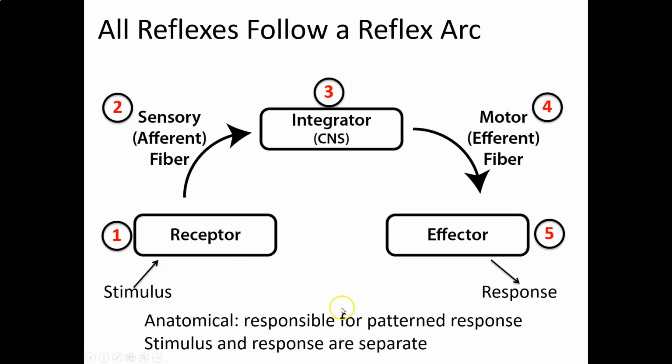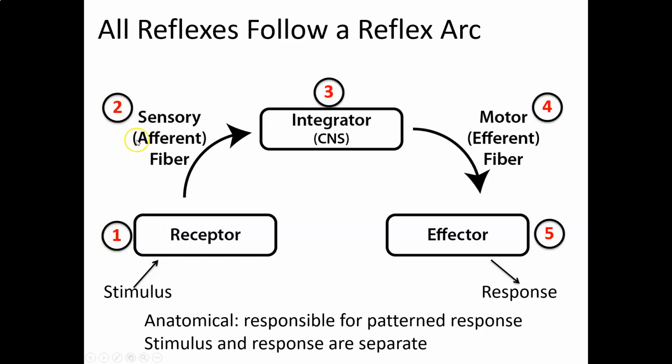We're going to look at the anatomical things responsible for that response. The stimulus and the response are not part of it. So notice, even though bottom left is stimulus and bottom right is response, they are not numbered, so they're not considered part of the reflex arc. First thing is you need a receptor. That's number 1.